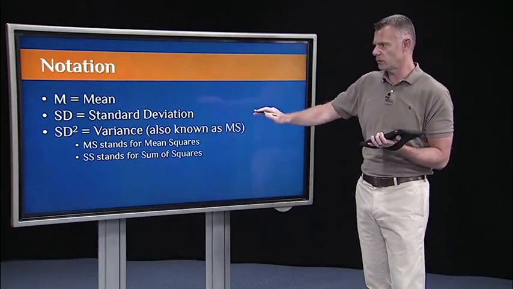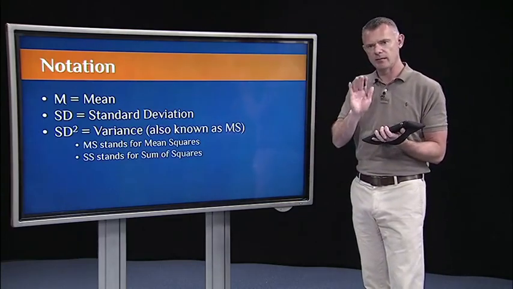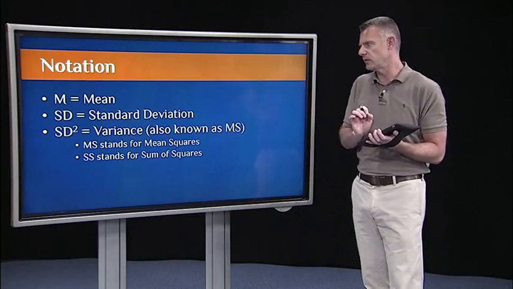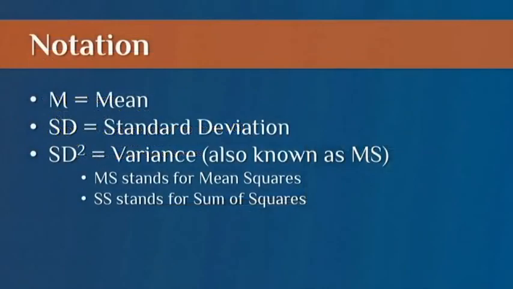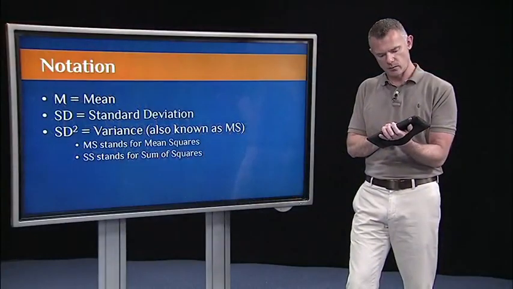Before I do that, I just want to point out some notation. Again, I'm going to use M for mean, SD for standard deviation, and SD squared for variance. That's also known as mean squares, or the mean sum of squares, or mean squared deviations. So mean squares, sums of squares, these are important definitions to know going forward.